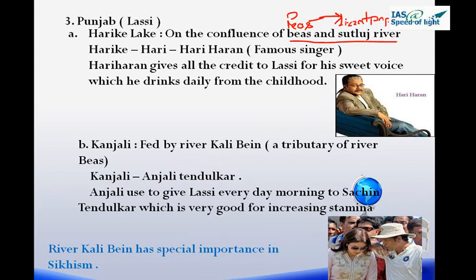Okay, so Kanjali, from Kanjali we get Anjali, and it is Anjali Tendulkar. Anjali Tendulkar is the wife of Sachin Tendulkar. It is fed by a river, Kali Bein, and Anjali, Kanjali. So Anjali used to give Lassi every morning to Sachin Tendulkar, which is again very good for increasing stamina. So Kanjali or Anjali Tendulkar, we link it with Lassi or Punjab. Right. So this Kali Bein, our image is Kali Bai.